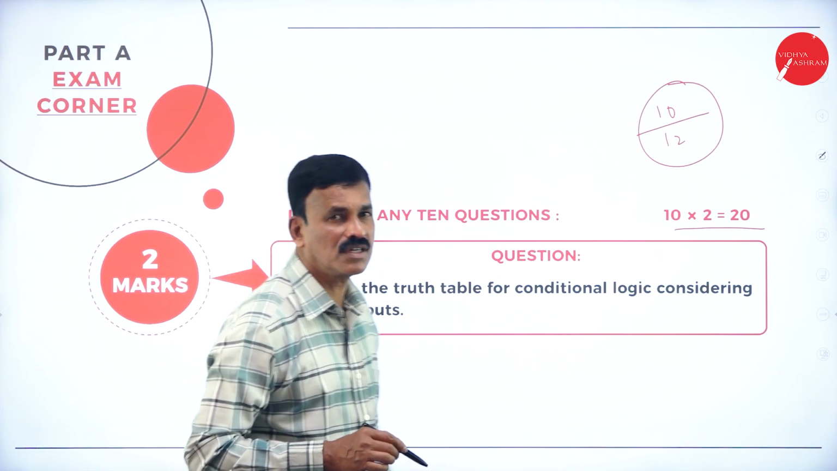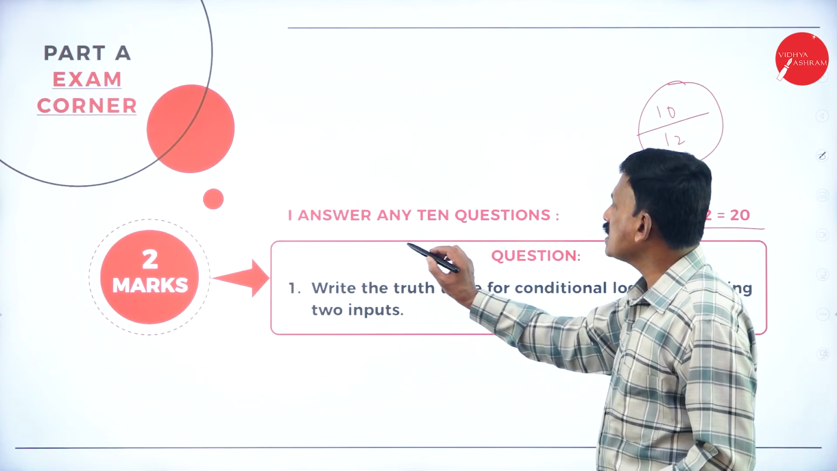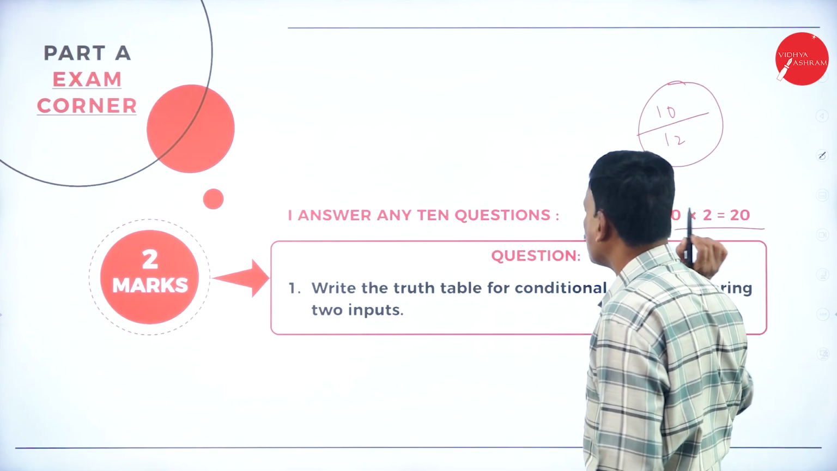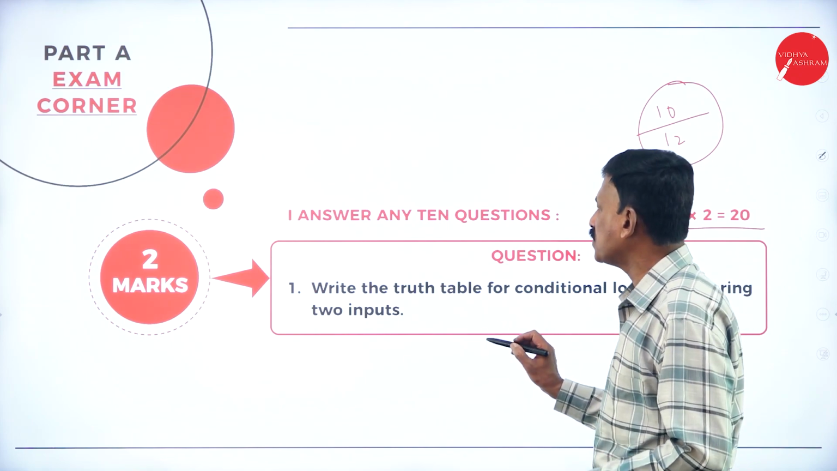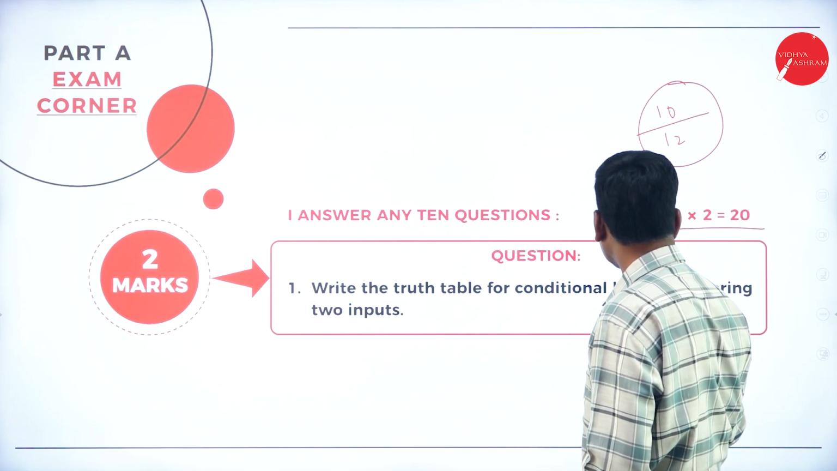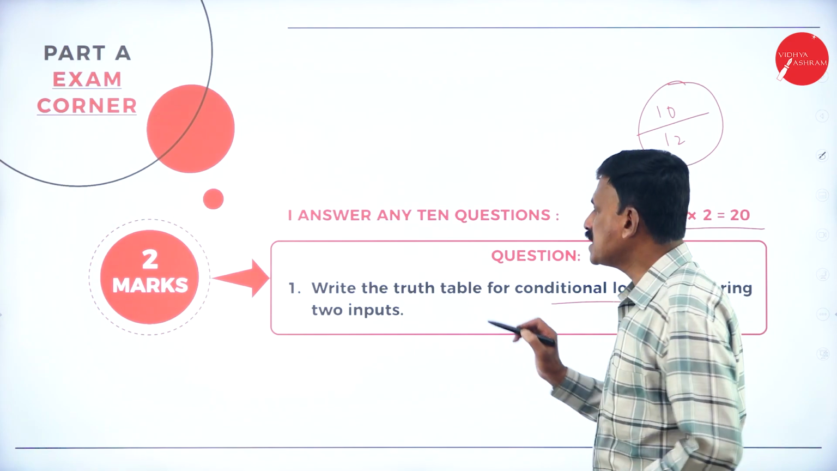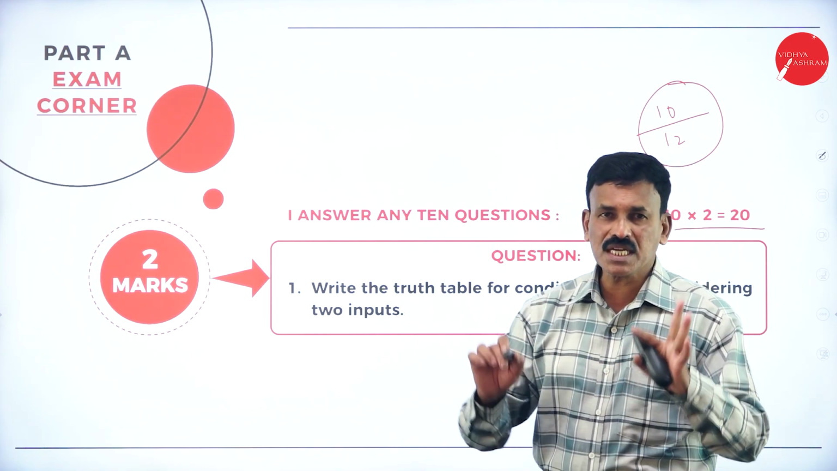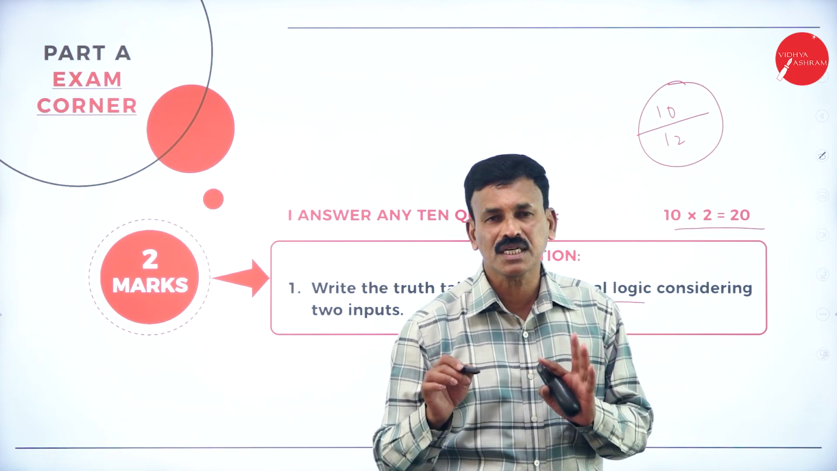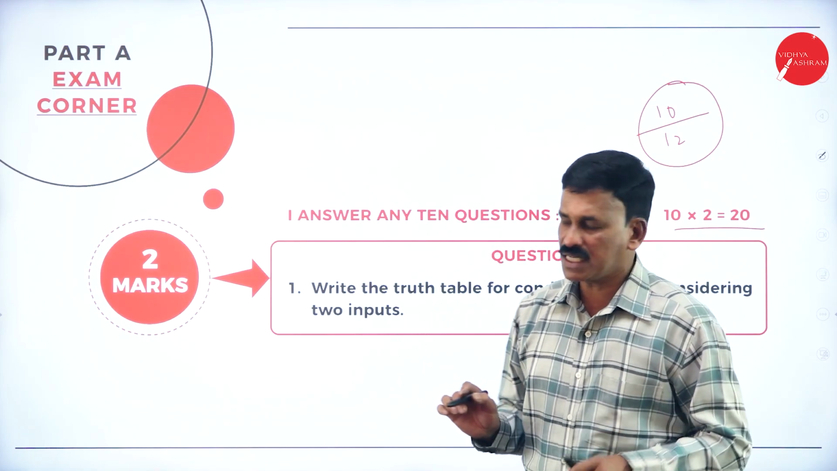Now let me discuss one by one. So answer any 10 questions out of 12 questions, each carries 2 marks. Now the first question: write the truth table for the conditional logic considering 2 inputs. Just write down the truth table for the conditional statement, that's it.